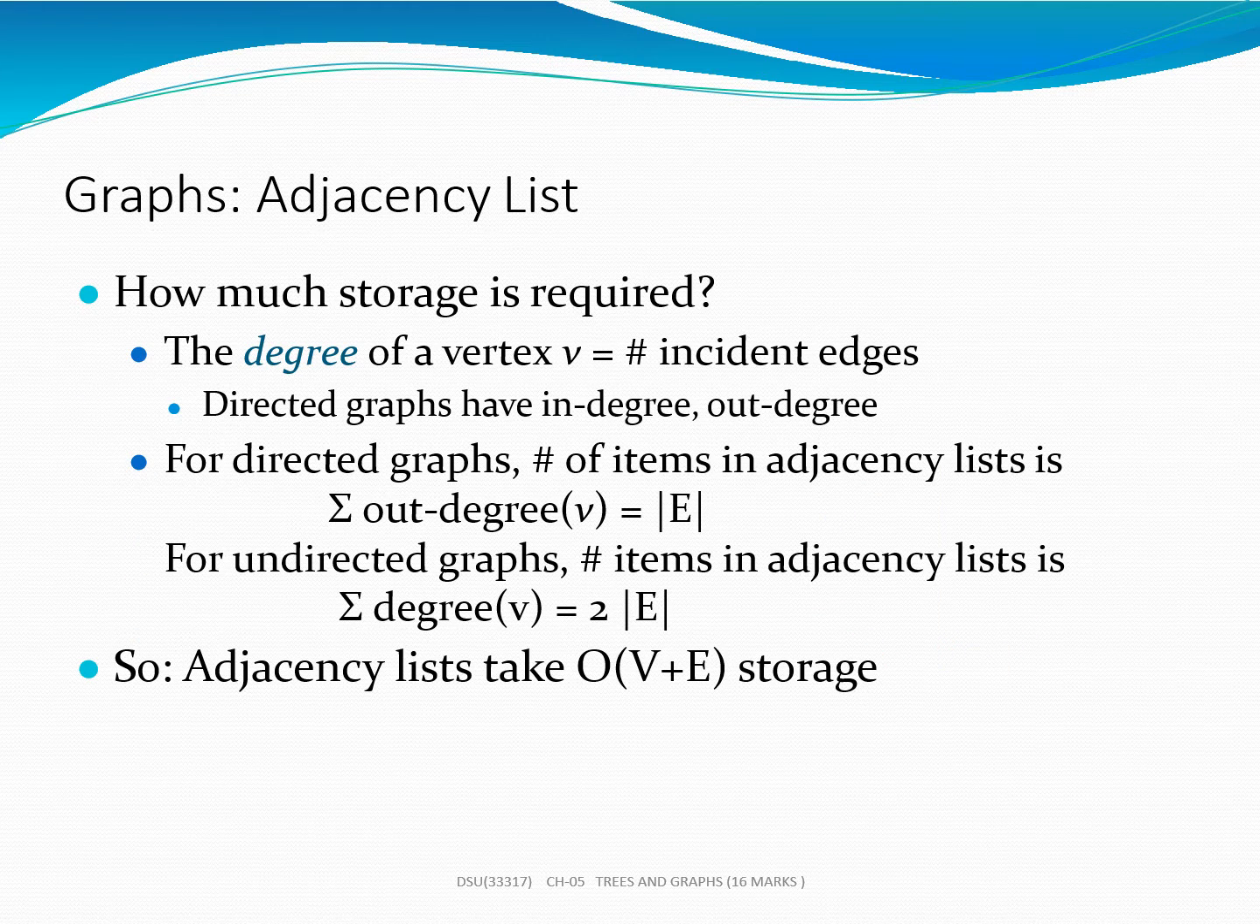How much storage is required? The degree of a vertex V equals the number of incident edges. Means a directed graph has in-degree and out-degree. For a directed graph, the total number of entries in the adjacency list is the summation of out-degree of V, equal to the number of edges E. For an undirected graph, the total number of entries in the adjacency list is the summation of degree of V, equal to 2 times E. And so the adjacency list takes V plus E storage.